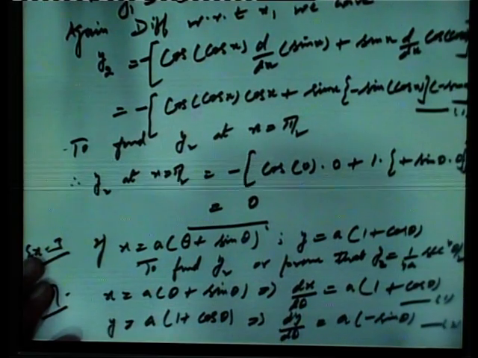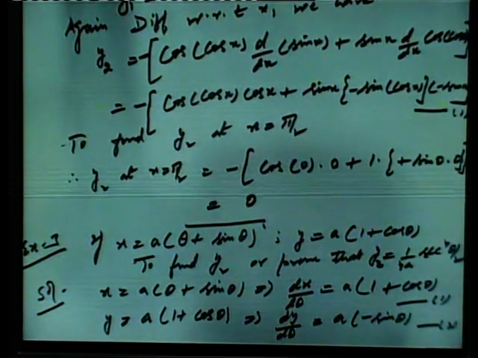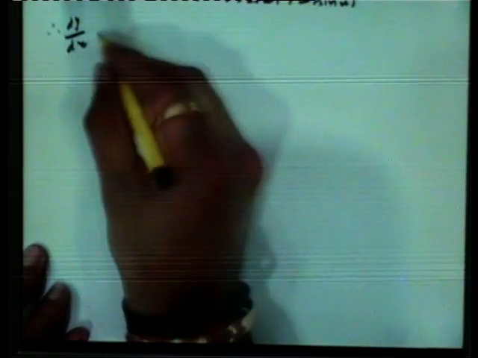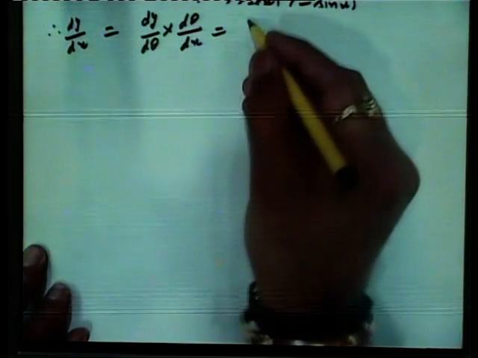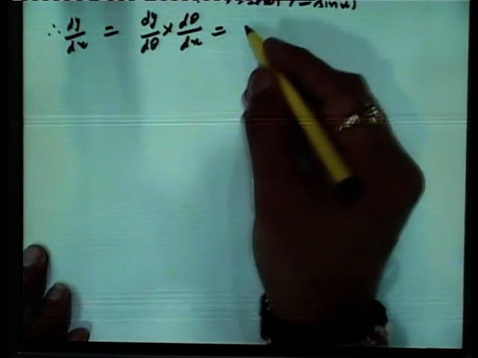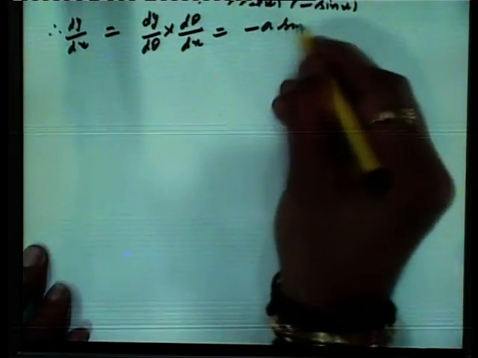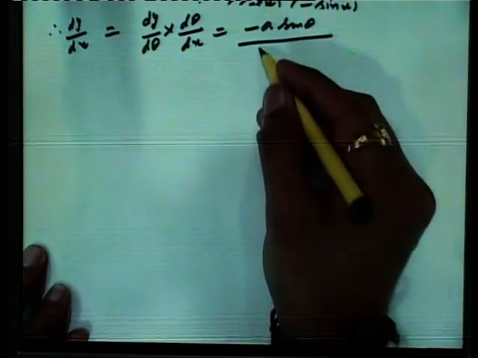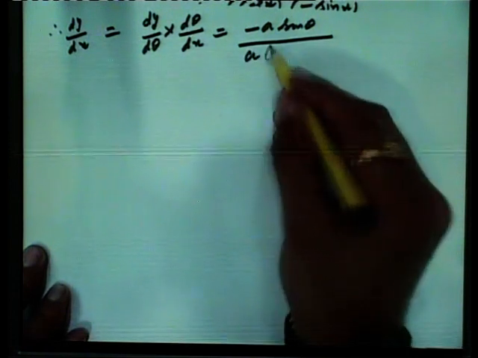This is number 2. Now, you want to find out y2. So, first of all we find out dy by dx, that is y1. Therefore, dy by dx is equal to dy by d theta into d theta by dx. It is equal to dy by d theta, which is minus a sin theta, divided by a into (1 + cos theta).